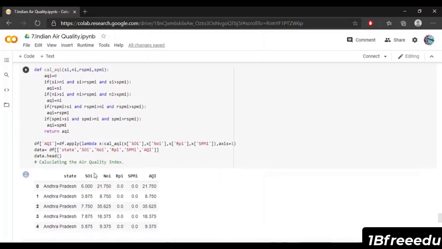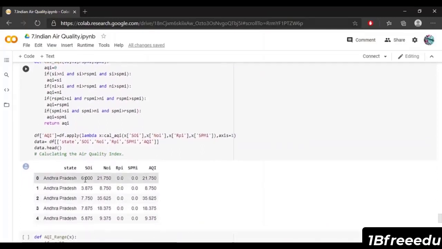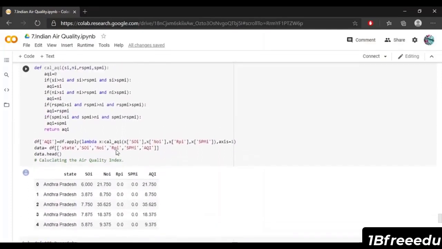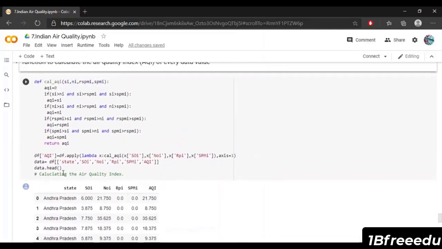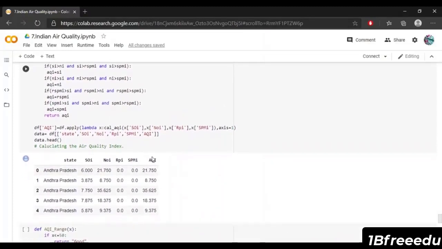And then, as you can see, this is our resulting data set now. We have used data.head, and we have the state column, and then these are the indices that we calculated. Using these indices, and we specified this formula, finally calculating the AQI, or the air quality index. And these are all the air quality index values.